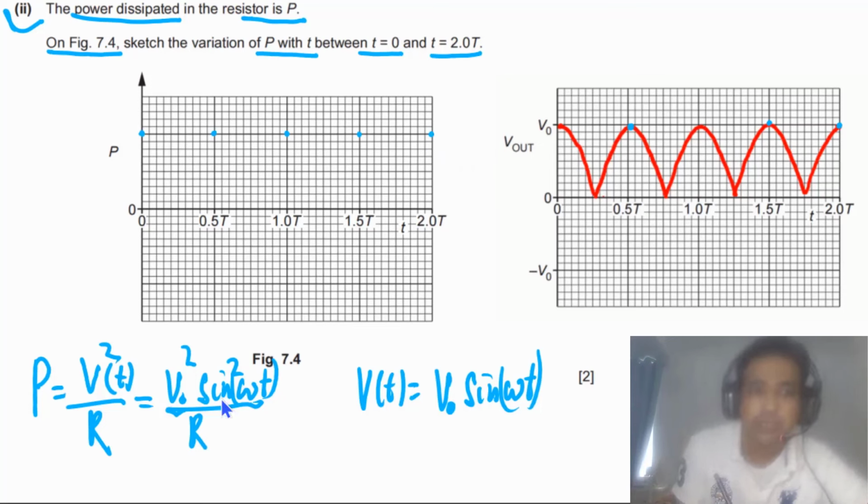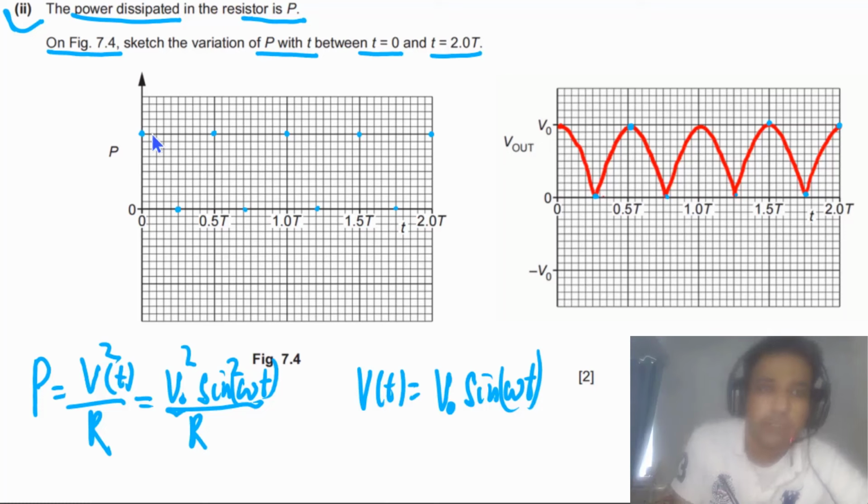Now we need to sketch the sine squared graph. So halfway it has to be minimum. So here it is minimum, so power has to be minimum. Here it has to be minimum, here, and here, because V is minimum, so power has to be minimum. So we can see 1, 2, 3, 4, 5 points. In this case it has to be minimum here, and it has to be minimum here.